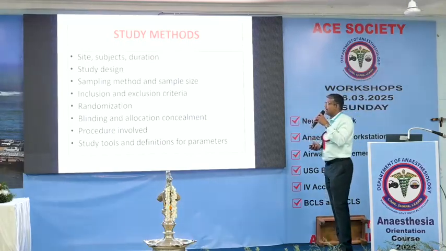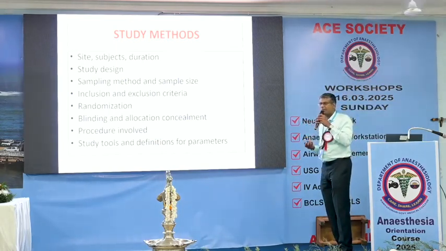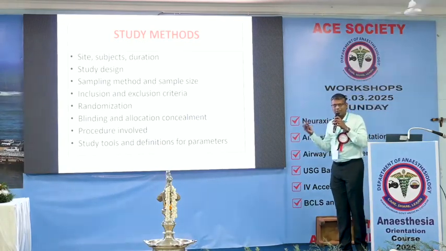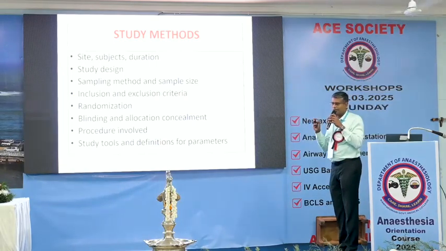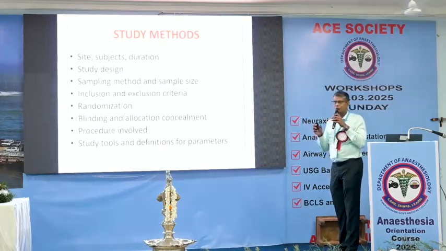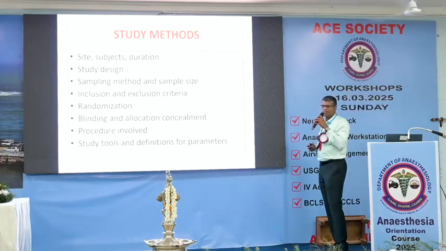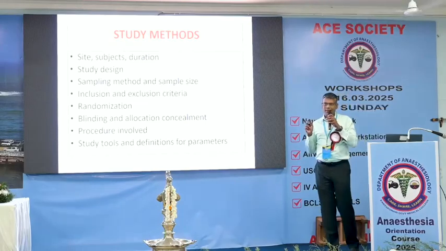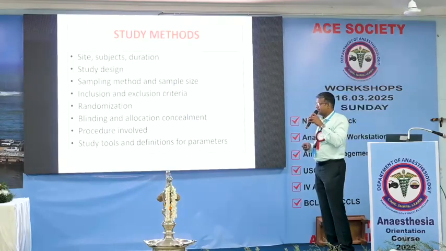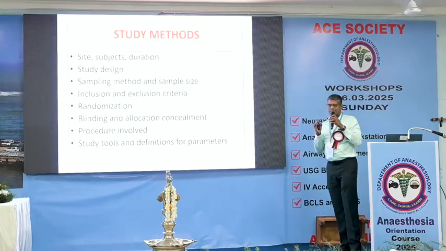So study design, and then how many patients, how you recruit the study population into your study, and how many of them you recruit. Once you recruit them, how do you include and exclude, and ensure that you got the right set of patients, and then randomize them into groups so that you don't allow bias to creep into your study. Then blinding and allocation concealment to ensure that all the patients have a chance of getting either the test, conservative, or control treatment. And then a detailed description of how we are going to do the procedure, and a proper description of study tools.